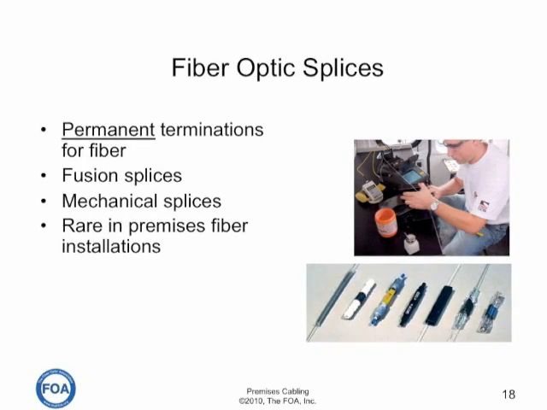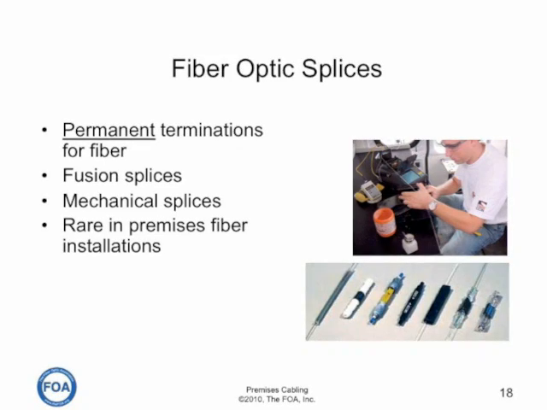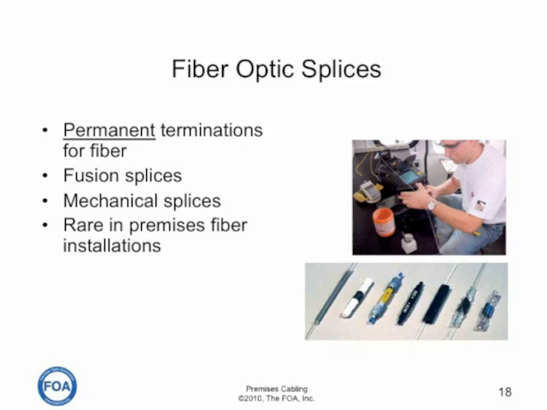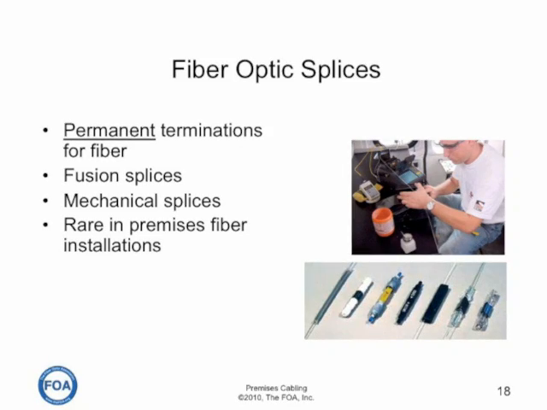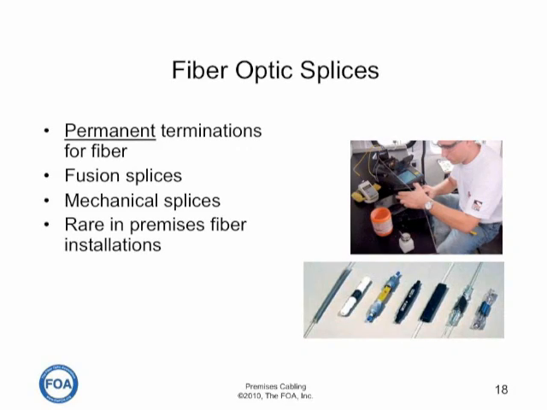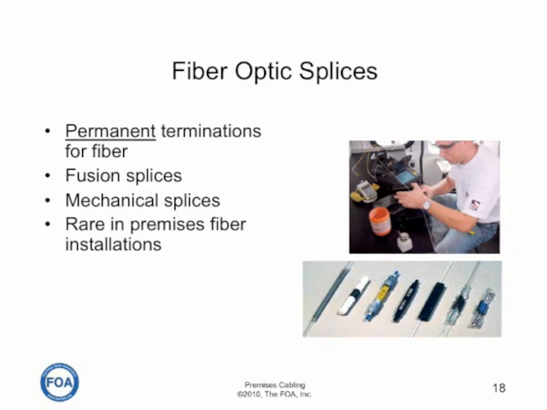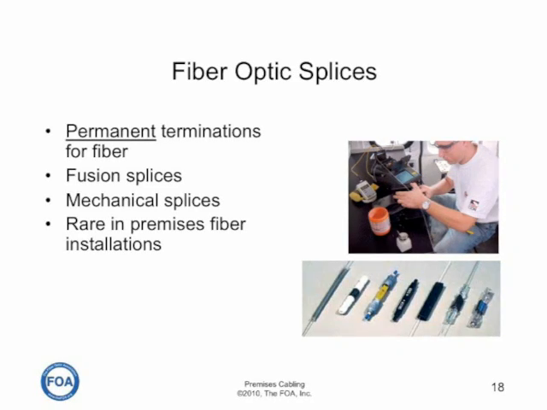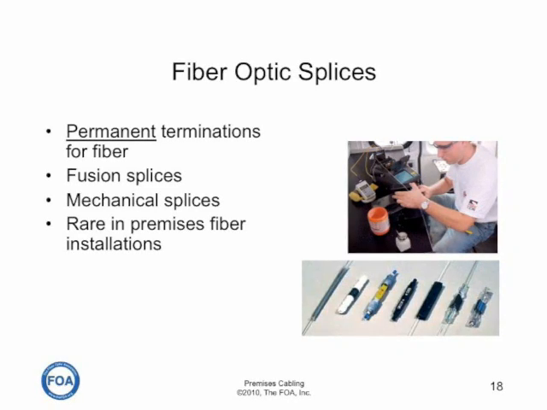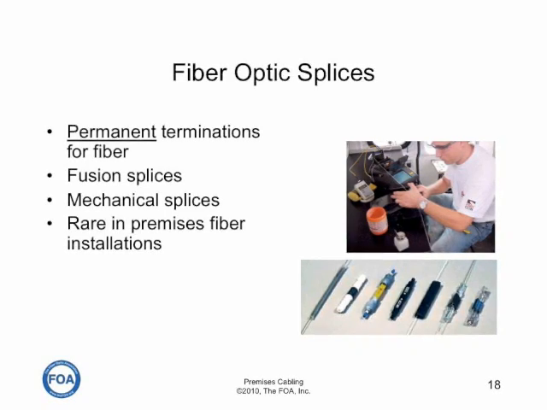Permanent joints between two fibers can be done with fusion splicing in an electric arc or mechanical splices in a mechanical device that holds two fibers together with index matching gel between them to reduce reflections. In actuality, splices are rare in premises fiber installations, where connectors are normally used to allow easy moves, adds, and changes.